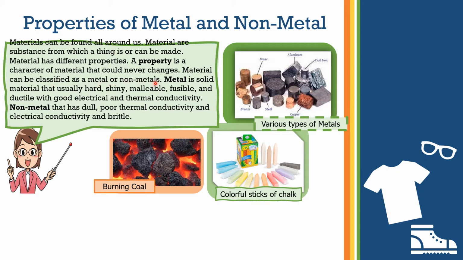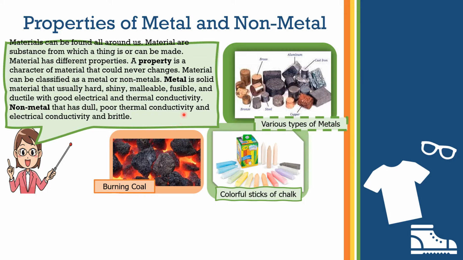Material can be classified as a metal or a non-metal. A metal is a solid material that is usually hard, shiny, malleable, fusible, and ductile, with a good electrical and thermal conductivity. A non-metal is usually dull, has poor thermal conductivity and electrical conductivity, and is very brittle.